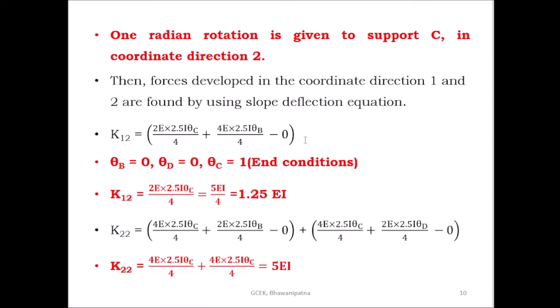So here you got the stiffness coefficients K11, K12, K21 and K22. These four stiffness coefficients become the stiffness matrix. So here you got K11 and K21 by using the unit displacement at coordinate 1, and you got K12 and K22 by using the unit displacement at coordinate 2.